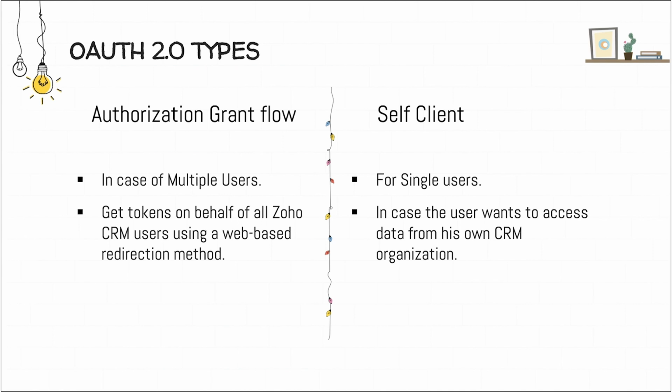That depends on you. So what I meant was, the authorization grant flow gets tokens on behalf of all Zoho CRM users. So for all of the people who are working on the client application, since there are going to be multiple users for a single client application, in that case, authorization grant flow is much better than using the self-client option.